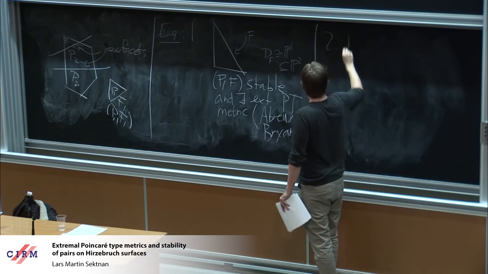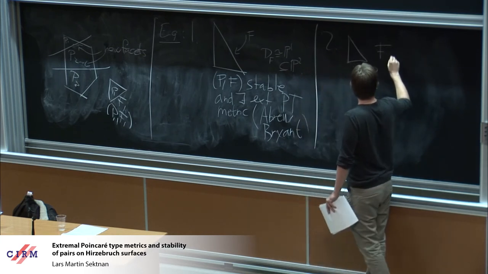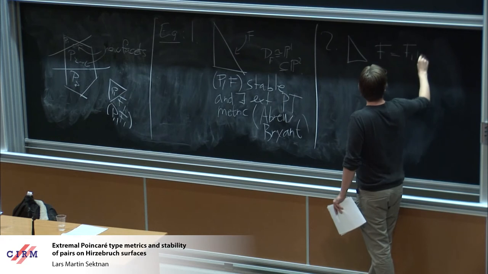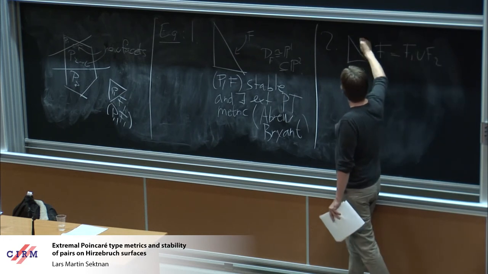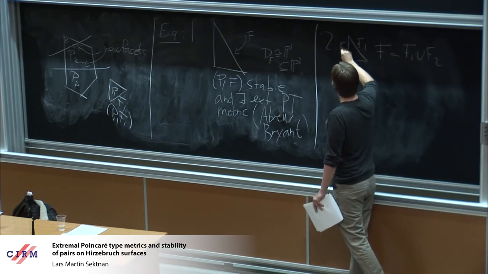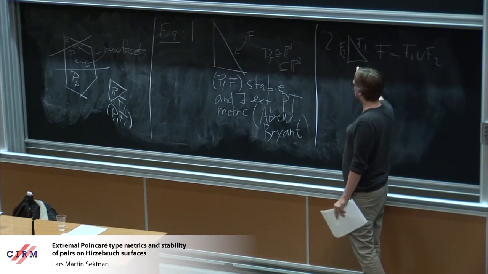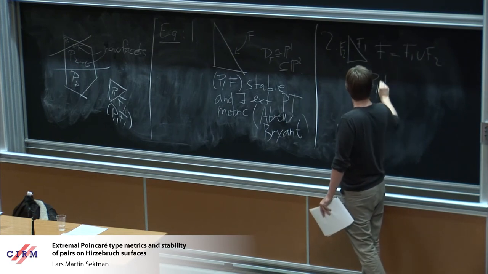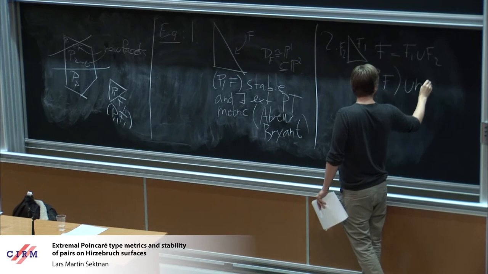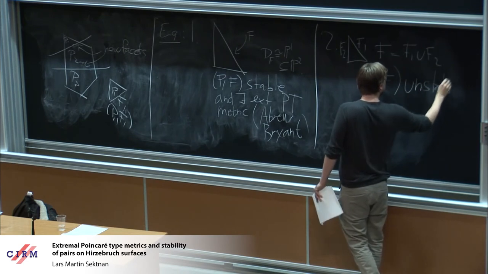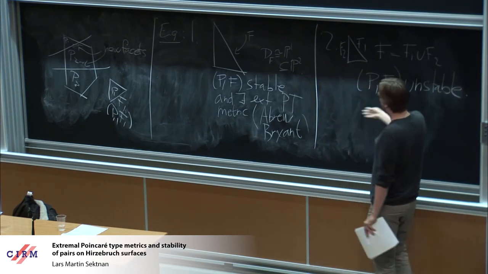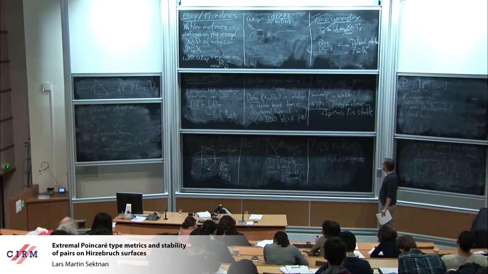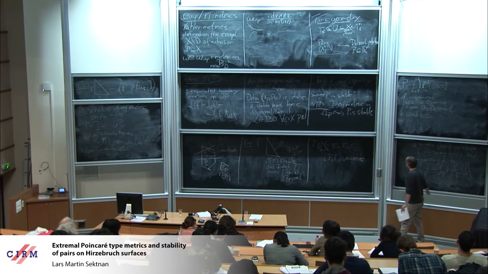So if I instead choose two or three sides on a triangle, then it's unstable. And no Poincaré type metric exists. Okay.